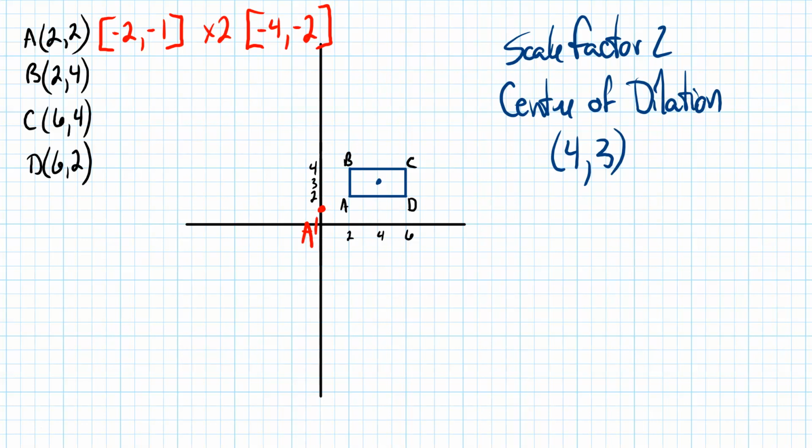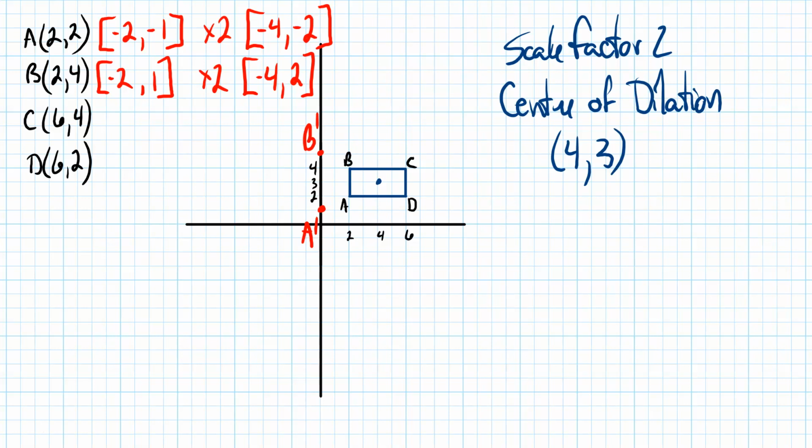We can do the same thing with B. In this case, B is left 2, so that's negative 2, and up 1, so that's a positive 1. So that's negative 2, 1. Multiplying each of those by 2 gives us negative 4, positive 2 this time. Starting from the center of dilation again, we're going negative 4 and up 2. And that's the location of B prime.